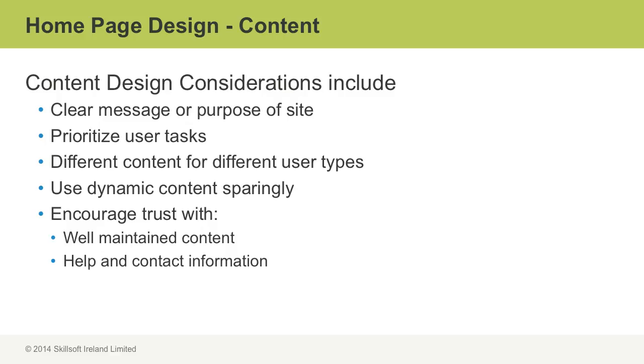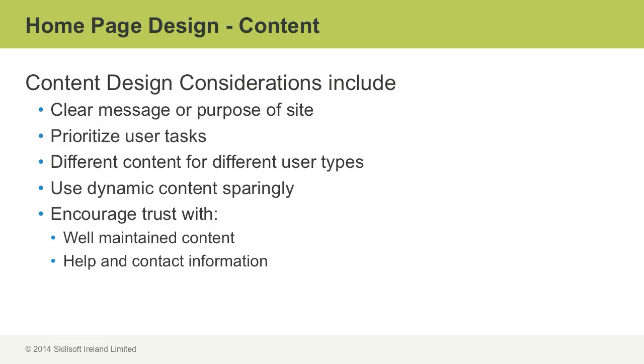Another consideration is whether different types of users will see different content on the homepage. For example, a university's intranet might have different content on the homepage depending on whether the user is logged in as a student, a faculty member, or an employee. A news site might have different content considerations depending on whether a user is logged in or not. Finally, make sure that you use dynamic, moving content such as sliders sparingly for maximum impact and minimal jarring.